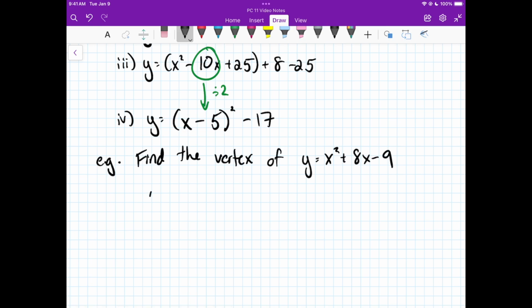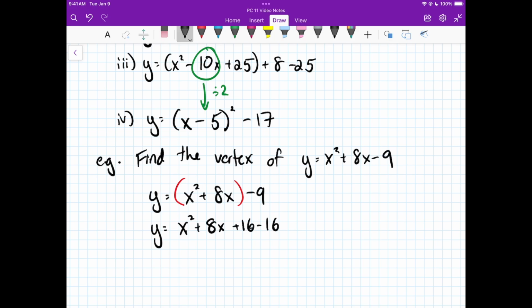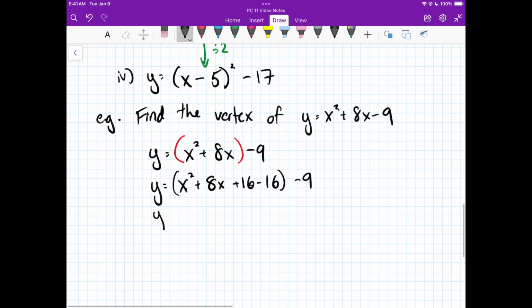All right, so going through things again pretty quickly. So x squared plus 8x minus 9. I throw some brackets up there. 8 divided by 2 is 4, and then 4 squared is 16, so I'm going to add and subtract 16 in the brackets. Then I move that negative 16 out of the brackets.